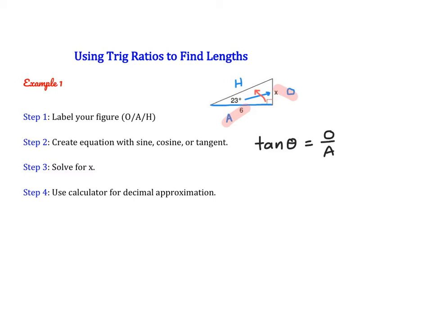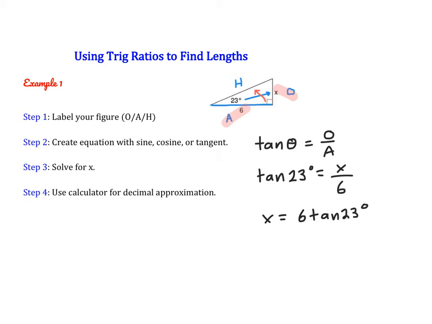Now I'm going to substitute the values that we have. We know that the angle we're using is 23 degrees. So tangent of 23 degrees equals opposite, which is x, over adjacent, which is 6. Step 3 says now all we have to do is solve for x. We can solve for x by multiplying both sides by 6. So we get x equals 6 times the tangent of 23 degrees.